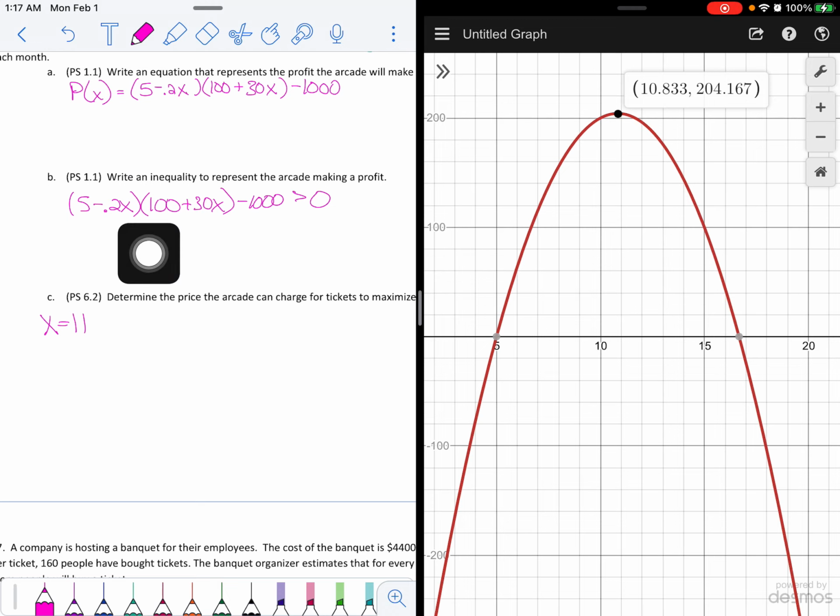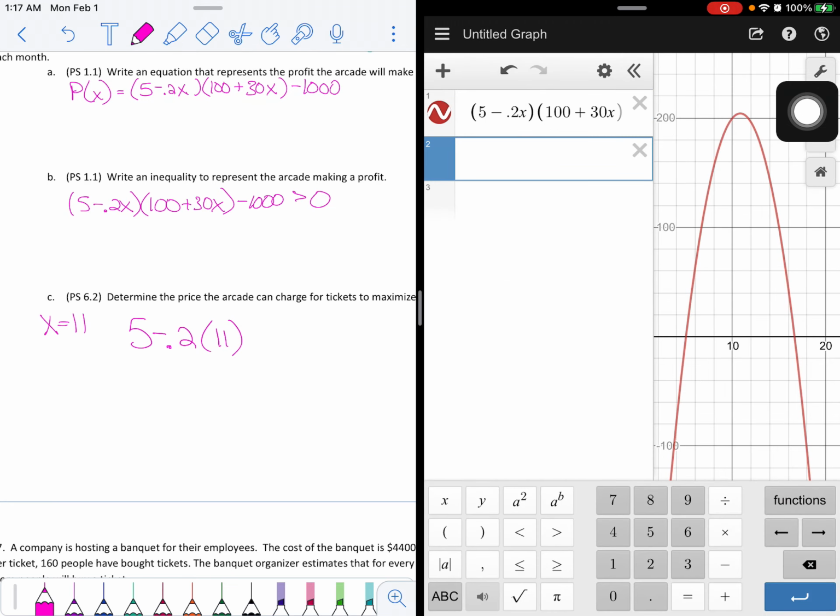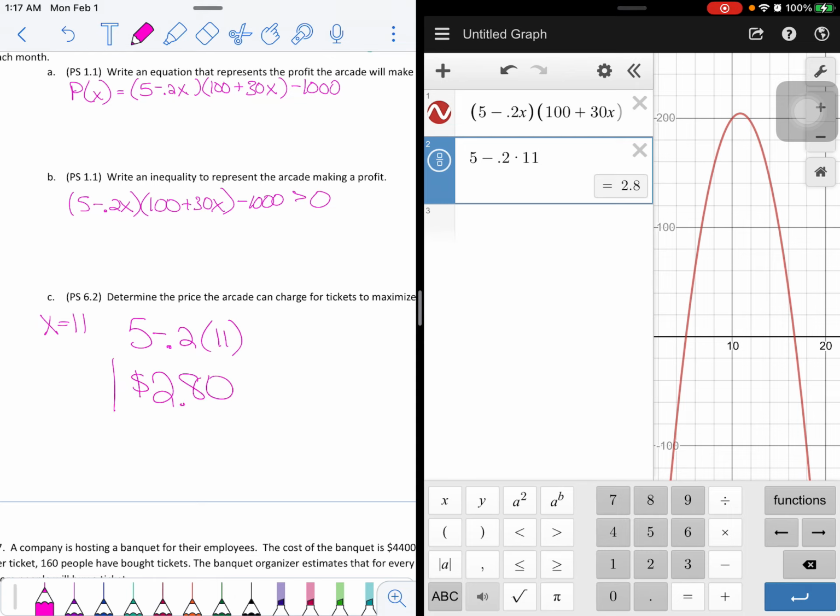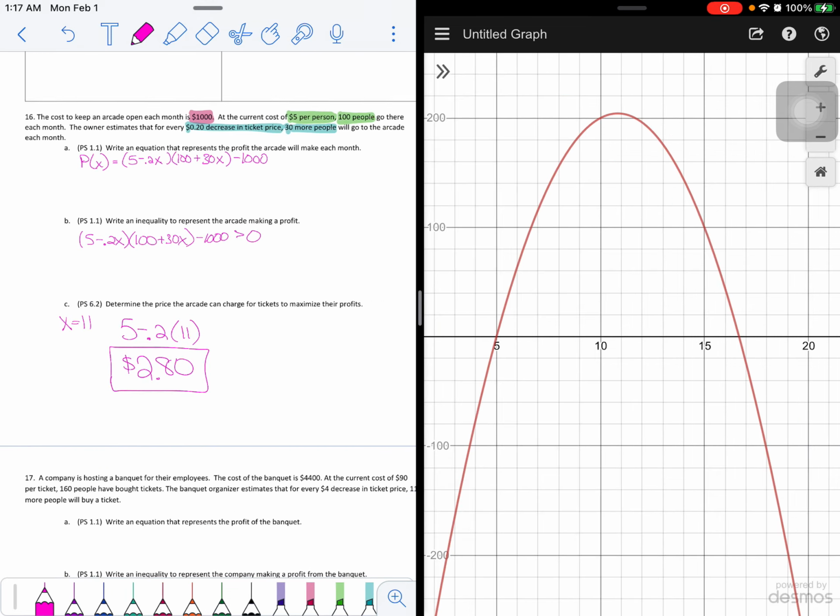Determine the price. Now, if we look at this inequality, this first part was the price. The second part was the number of people. So we're going to do this price here, 5 minus 0.2 times 11. So I'm going to open up Desmos again to grab the calculator function. And let's see, 5 minus 0.2 times 11. So if the arcade charges $2.80 per person, they should be able to maximize their profits.